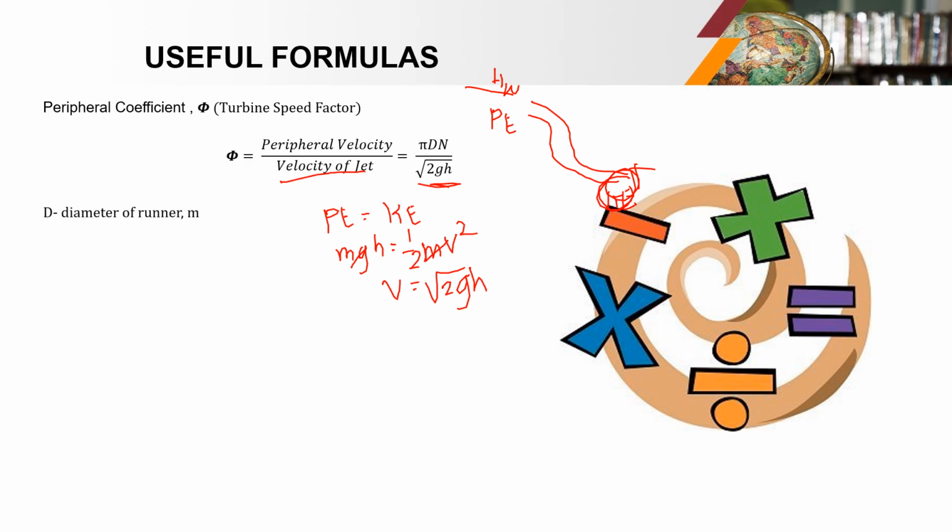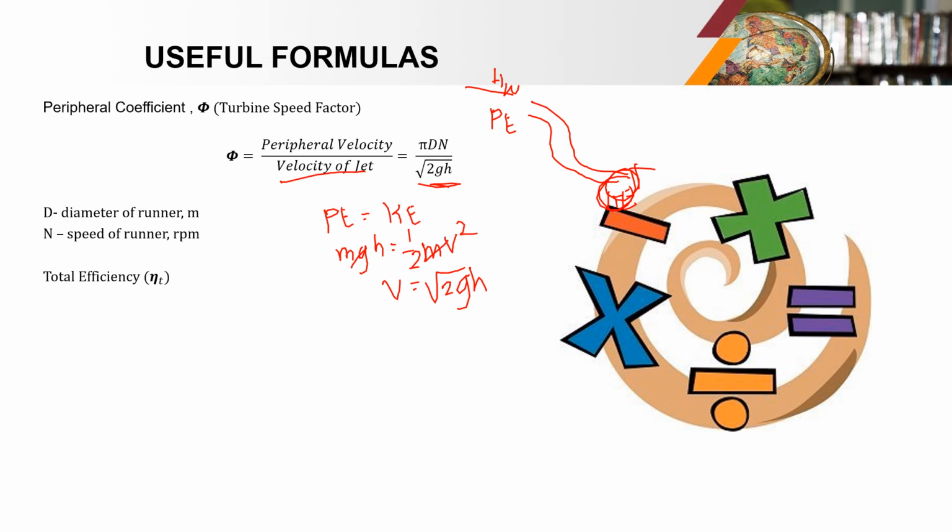D is the diameter of the runner. N is the speed of the runner in RPM. Okay? Yun yung mga kailangan natin dito sa peripheral coefficient. So, yung G and H, alam na natin, G is the acceleration due to gravity and H is the head developed.